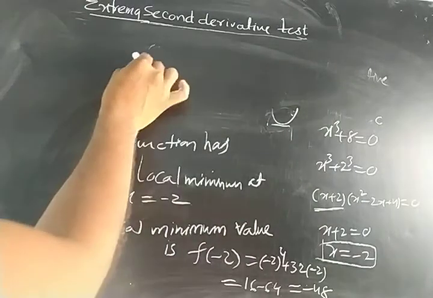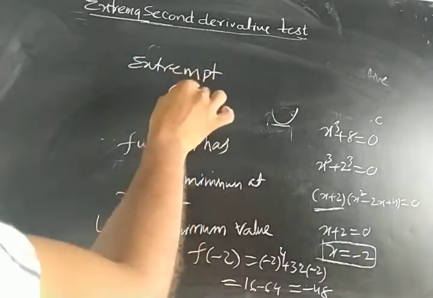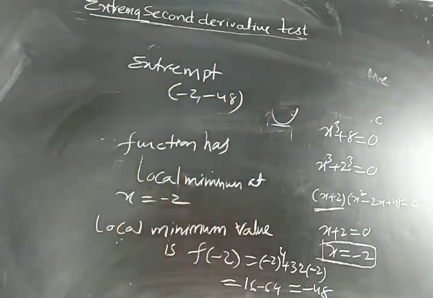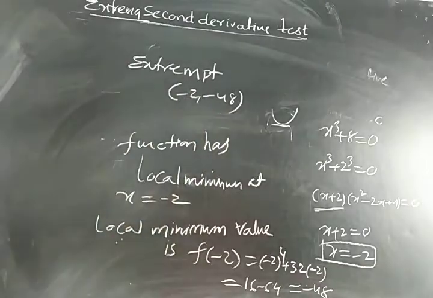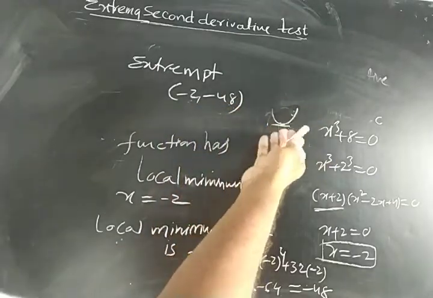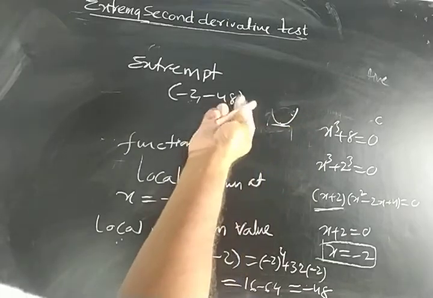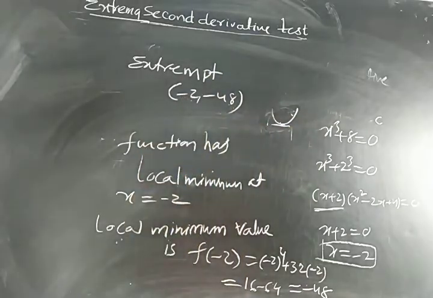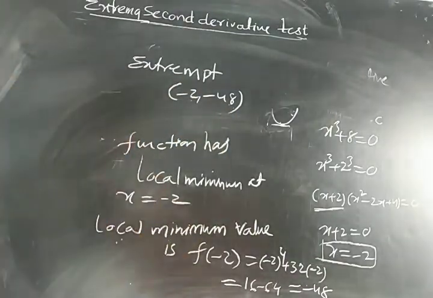And we can write the extreme point. What is the extreme point? The extreme point is minus 2 comma minus 48, telling the minimum value is minus 48. At that point we are getting the minimum value. What is the minimum value? Minus 48, and where? At x equal to minus 2. So if you need the extreme point, you have to write the x coordinate and the corresponding function value. That point is known as the extreme point.